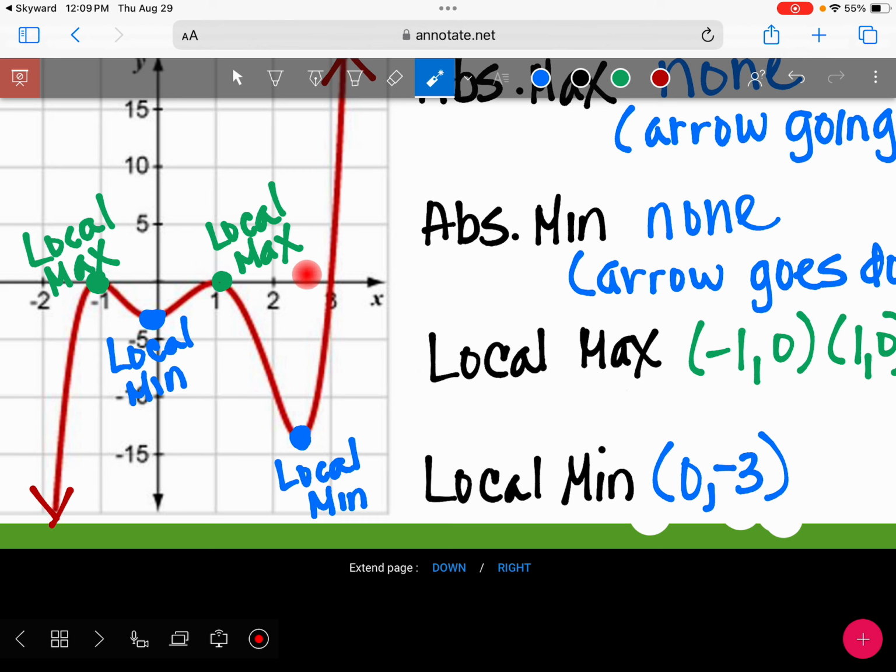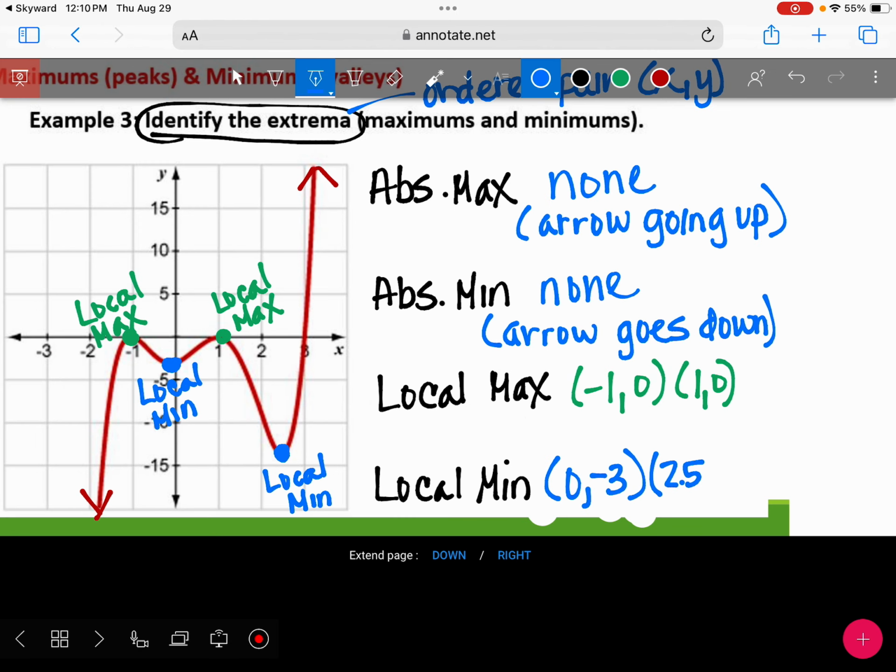And then right here in between, so you see how this is like halfway between. So we'll say this is about 2.5. And it's a little bit above -15. So we'll say that the second one is at about 2.5, -14. And that's it.